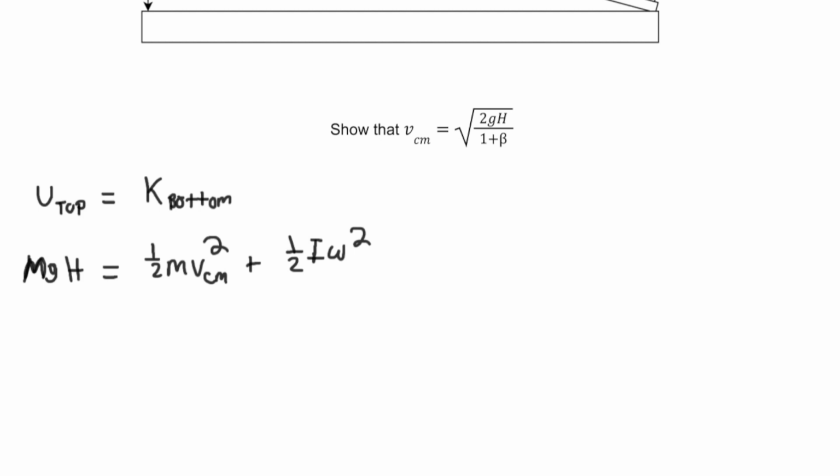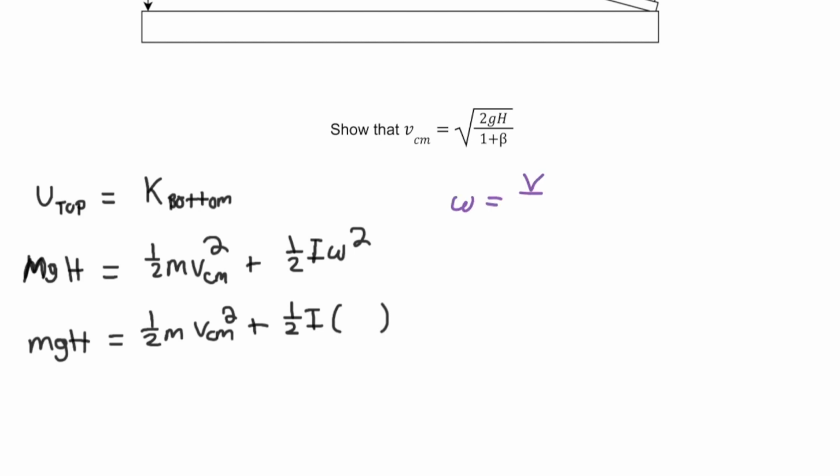Okay. Now we use the fact that it rolls without slipping. So again, this is a pretty standard calculation here. So if it rolls without slipping, that means that we can make the nice replacement that omega is equal to v over r, which means that omega squared is just going to be v squared over r squared.